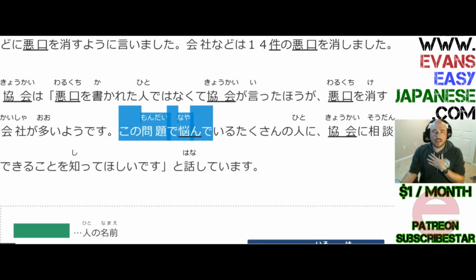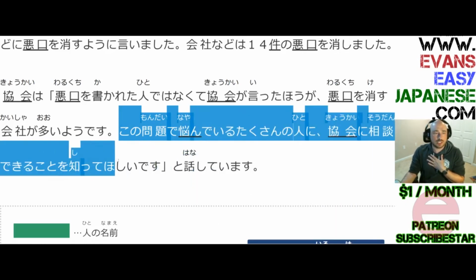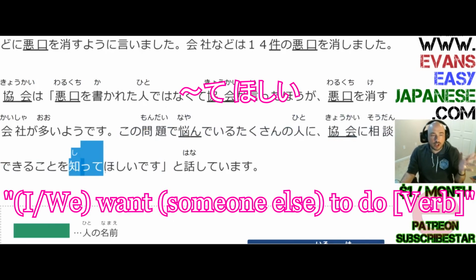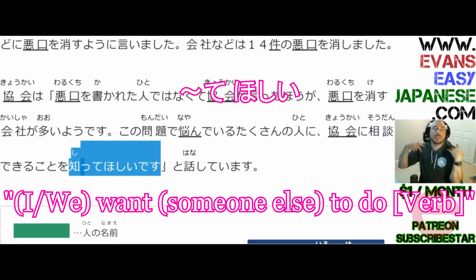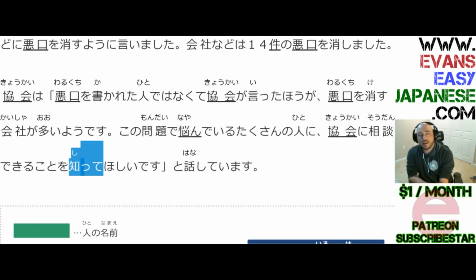この問題で悩んでるたくさんの人に教会に相談できることを知ってほしいです。Okay. 知ってほしい. Sorry. Verb te form plus 欲しい means we would like somebody to do something. We would like somebody to do something. 知る、知ります。知って、知る、知ります。That kind of means like to know. They would like you to know that. But it could also mean the idea of like get to know. It could also mean like get to know something.